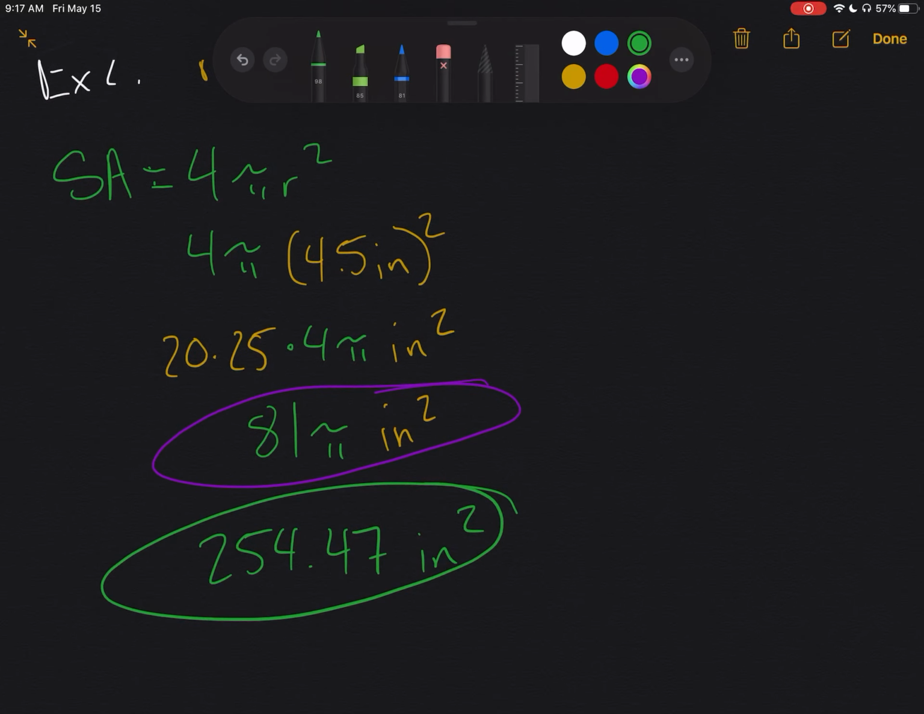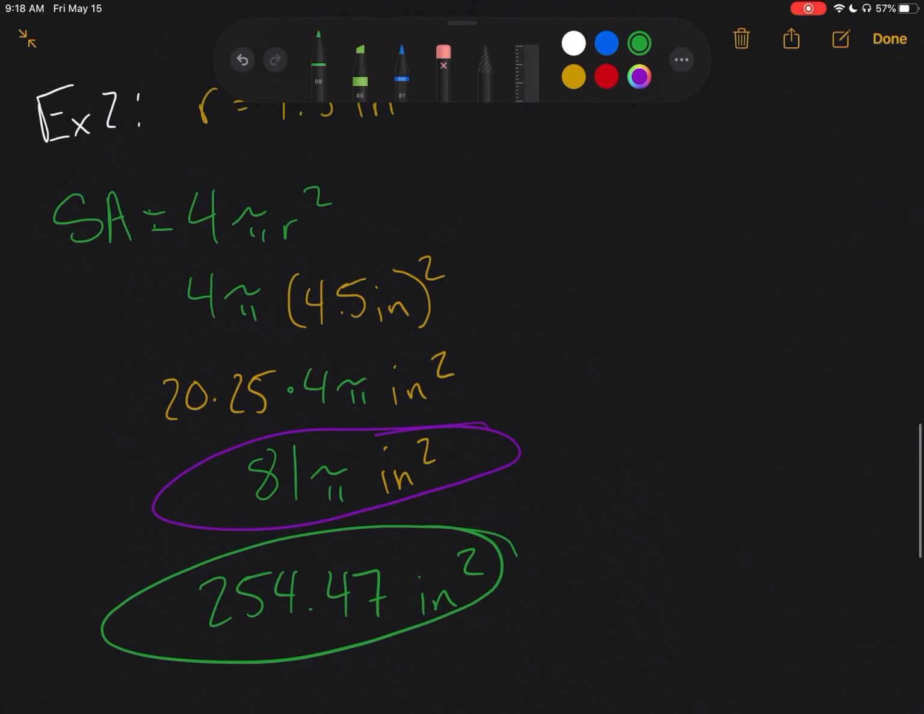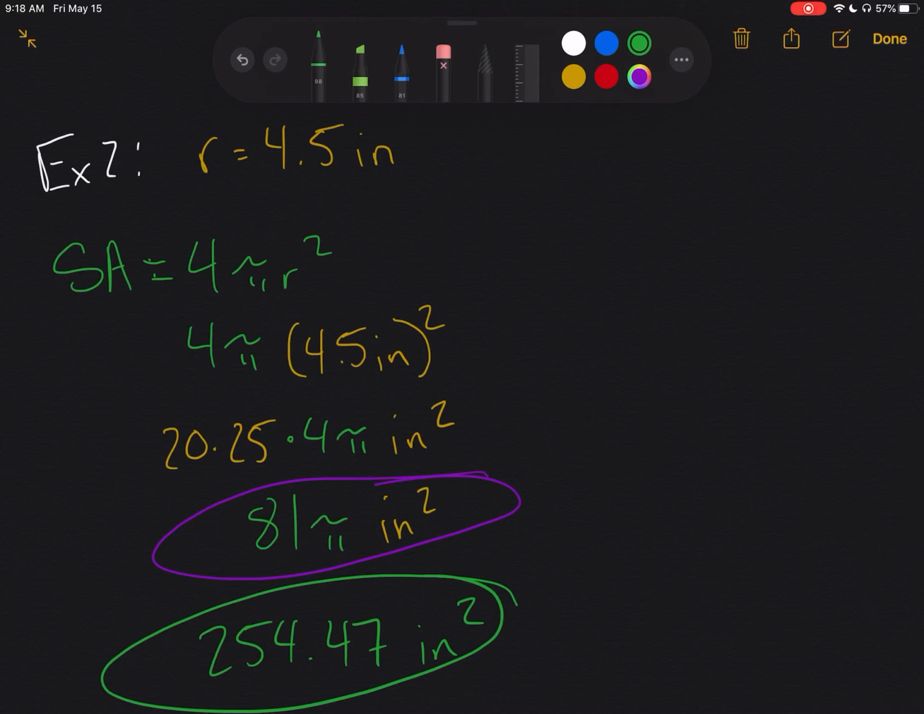Or our soccer ball. So if you wanted to paint your soccer ball and you knew how much paint it took per square inch, then you could use however many inches are there to figure out how much paint you need, right? So if, I don't know, you can cover 100 square inches with a gallon, then you need 2.5 gallons, right? And so that's kind of the value of surface area there.